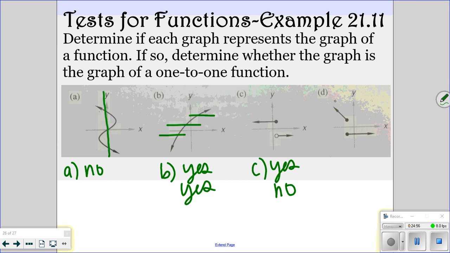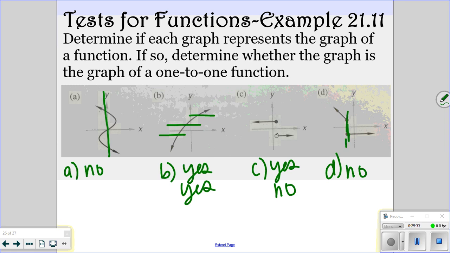Okay, and then looking at this one. Is it a function? Here it is, here it is, here it is, here it is. But this line right here is the one that is giving the trouble. It is not a function because at this spot right here, there are two places where it hits that line. So this is not a function because it has 2 points for this one line.